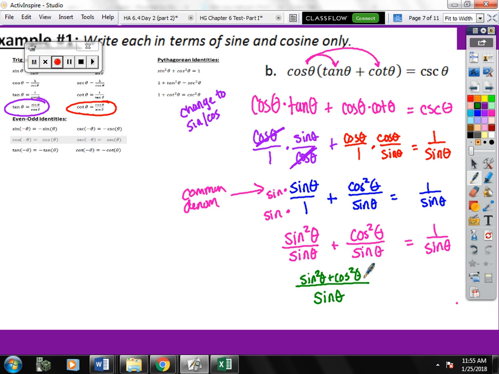You don't have to necessarily do this. You could just skip this step, but for your notes, I like to have it. So all I did was I took the two fractions that have a common denominator, wrote them as one big fraction. And then we know that sine squared plus cosine squared equals 1. So this whole thing is 1. So the final answer is 1 over sine equals 1 over sine.